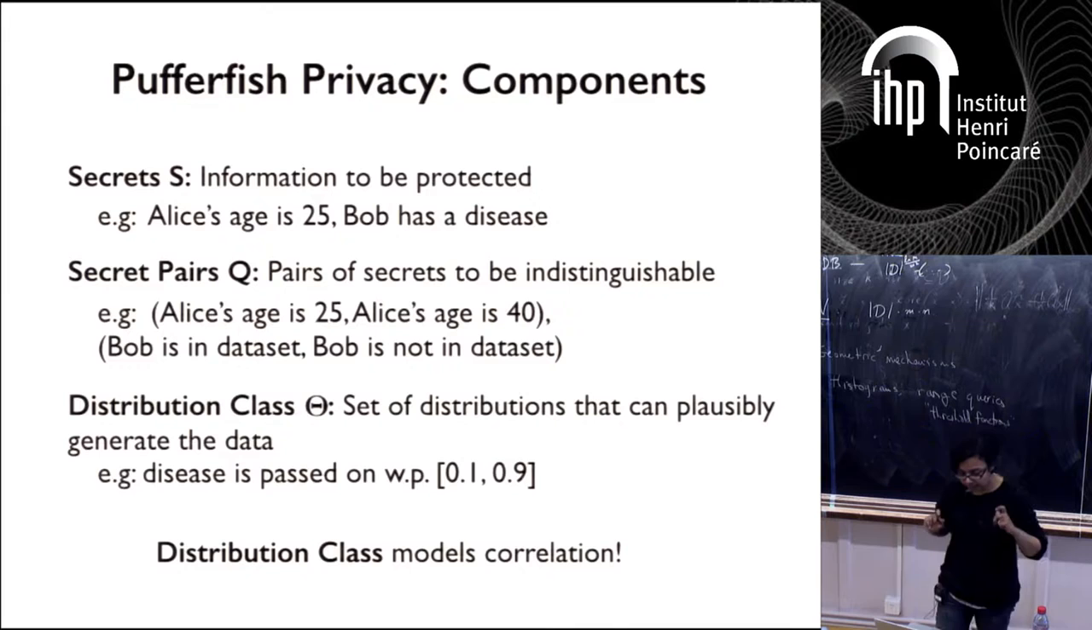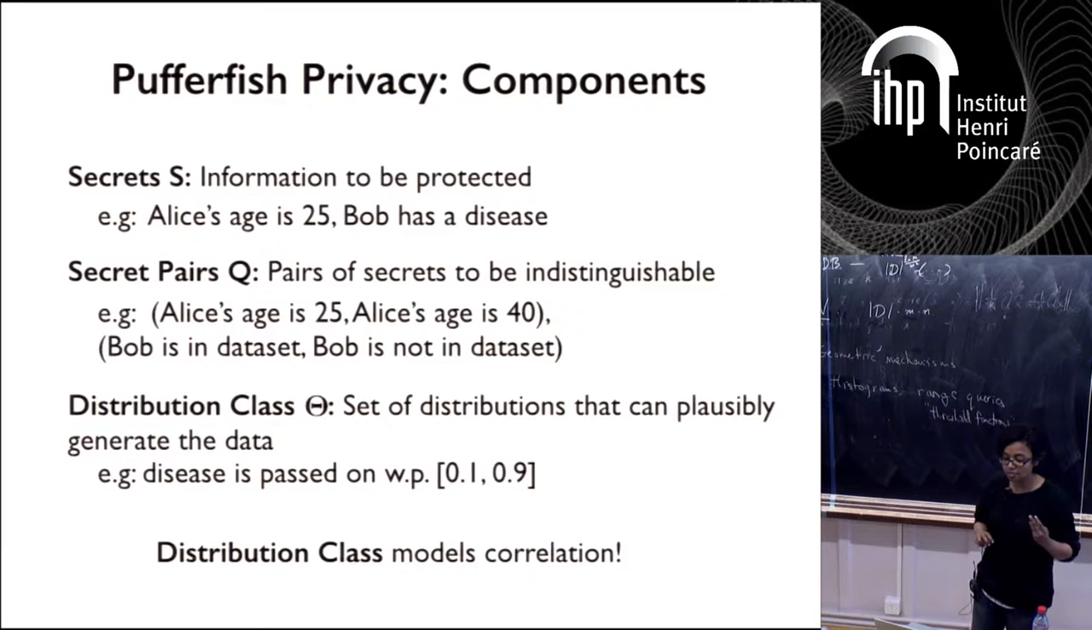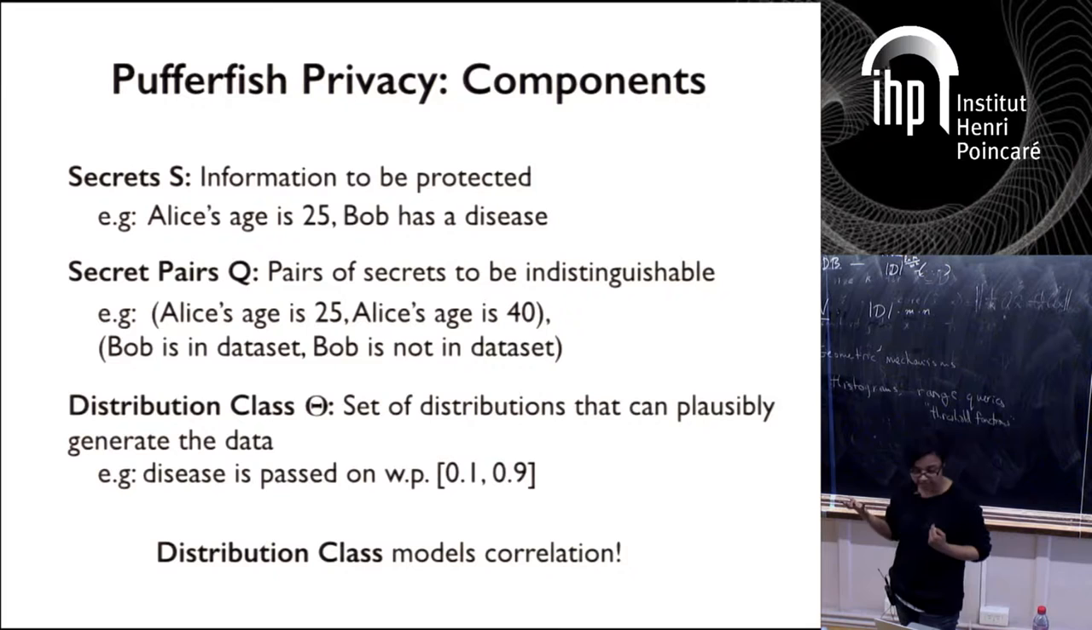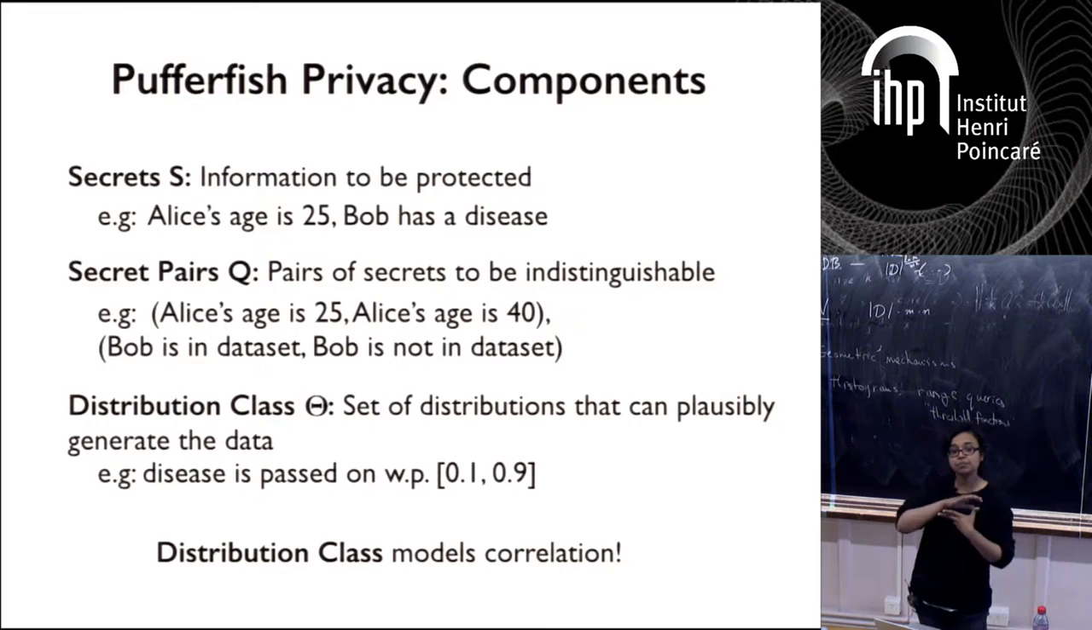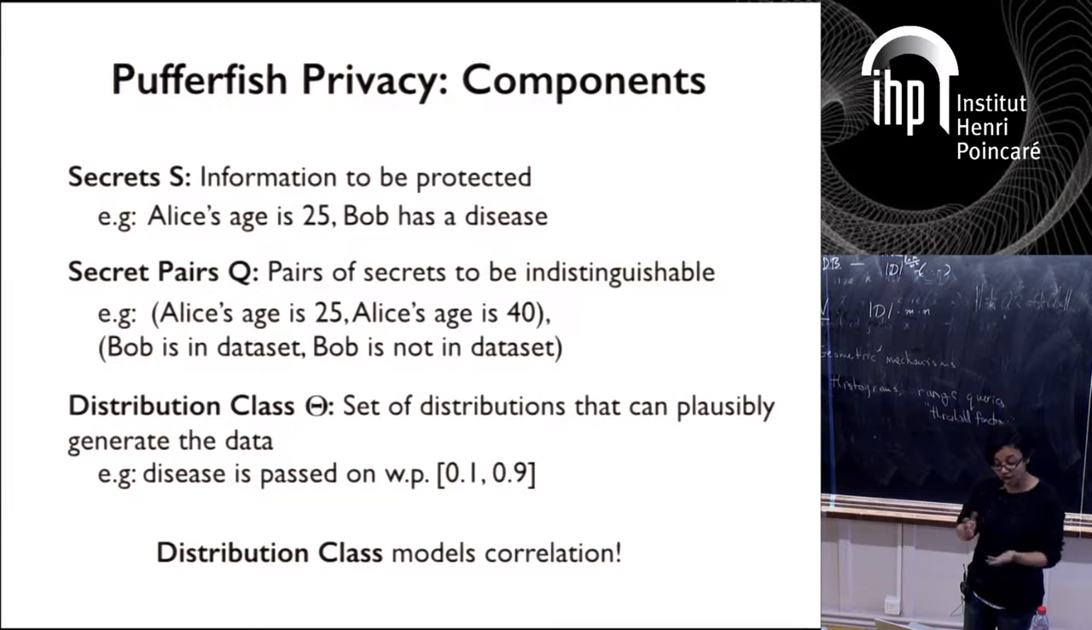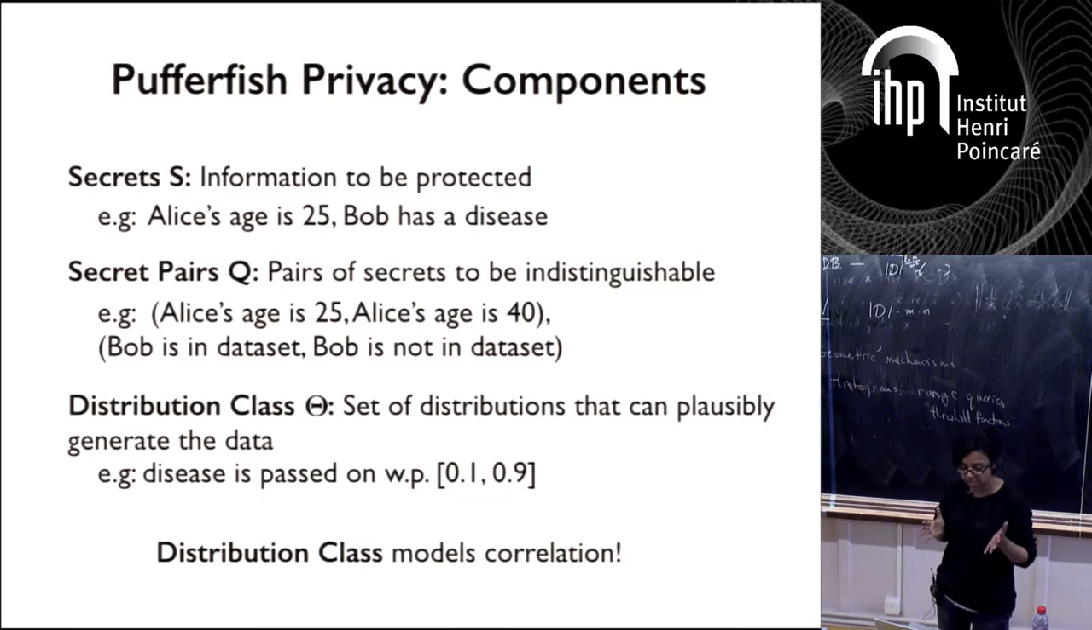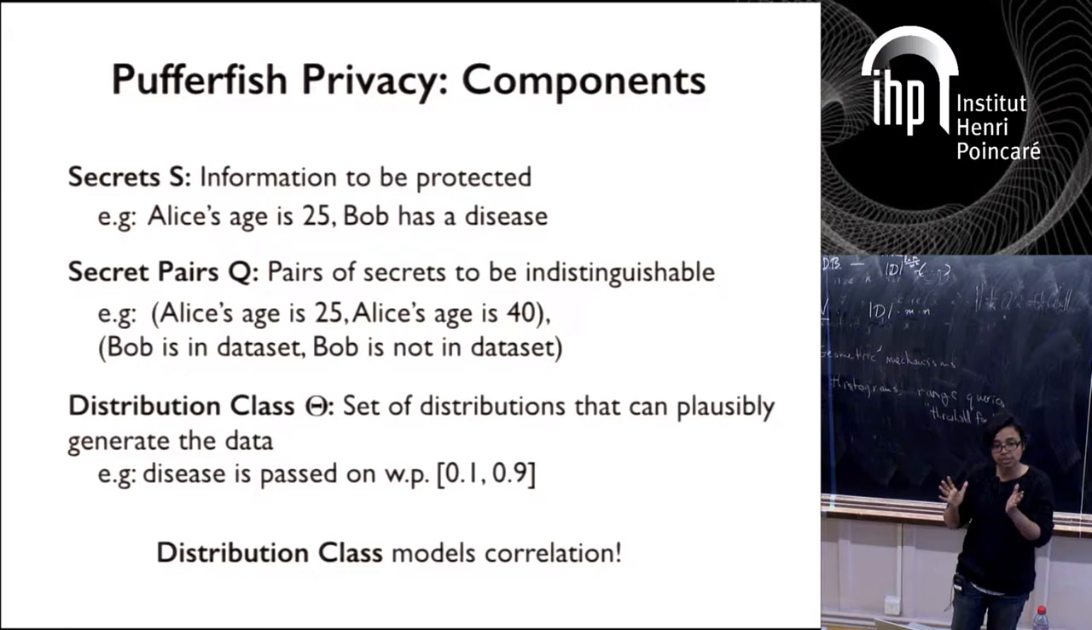So far so good. But the power of pufferfish to model correlation comes from a third component that it has, which is a distribution class theta. And theta is essentially a set of distributions that can plausibly generate your data. So for example, one distribution class would be if you have that underlying interaction network and you say that, okay, this is my interaction network, and disease passes on with probability between 0.1 and 0.9. That could be a possible distribution class. Another distribution class could be, let's say you have this Markov chain, and here is the transition matrix. So that could be another possible distribution class, where parameters lie within some certain range.